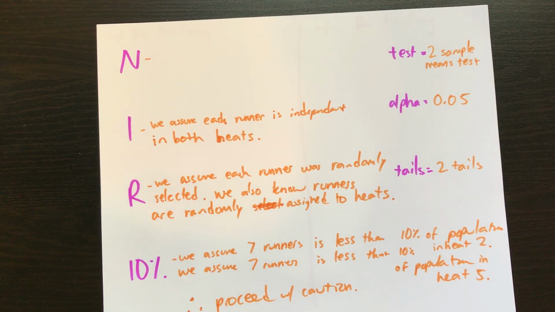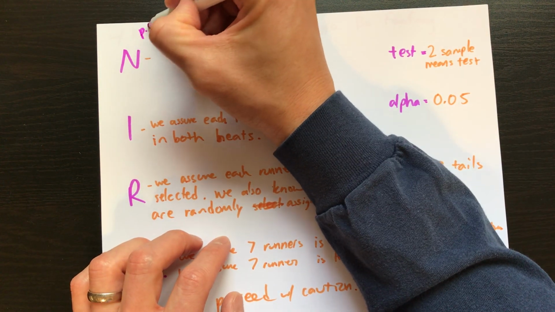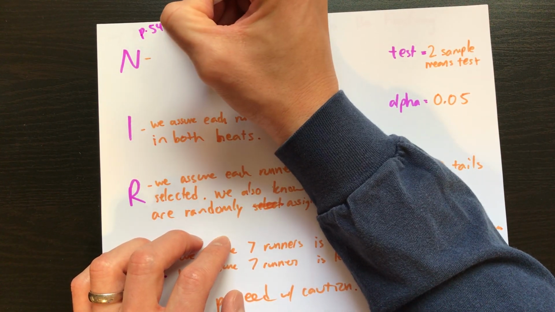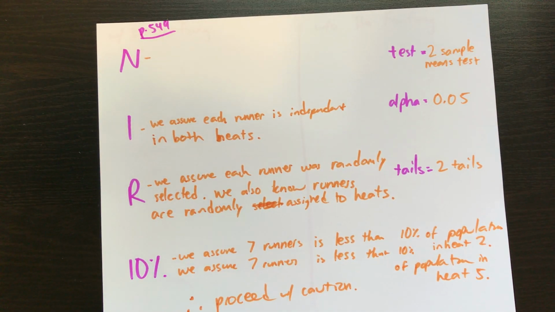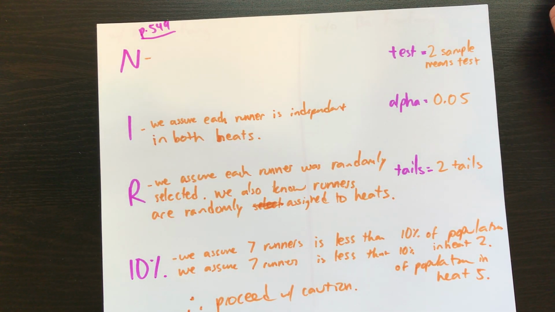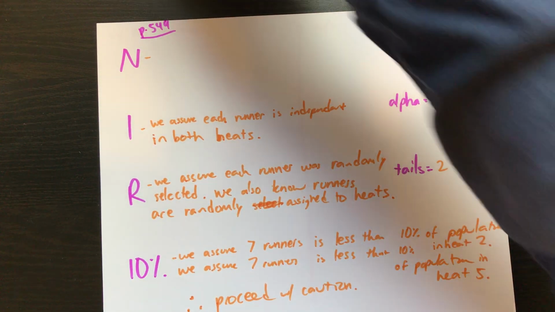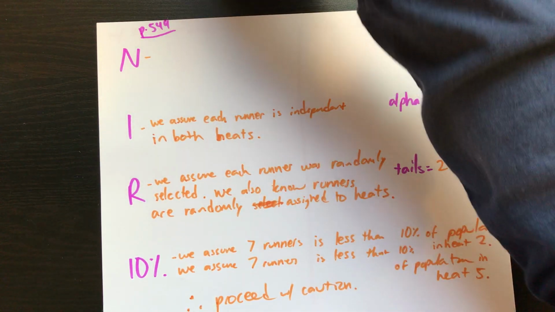Now for n here, take a look at page 549 again, or 550 maybe. This time we're given the data. What that means is we have to show, actually I'm going to go to 550.